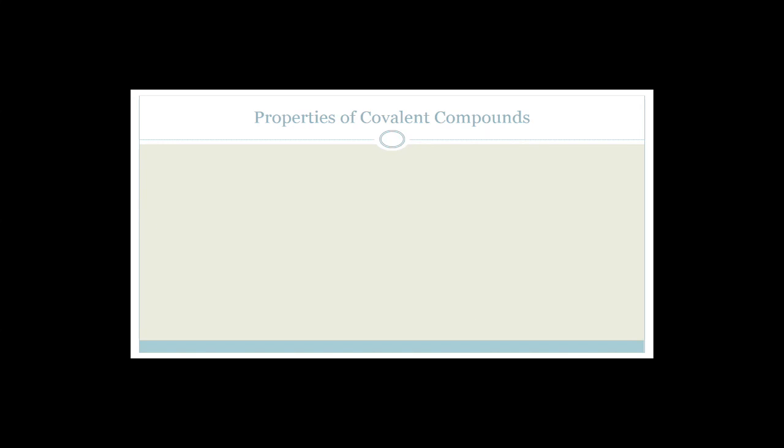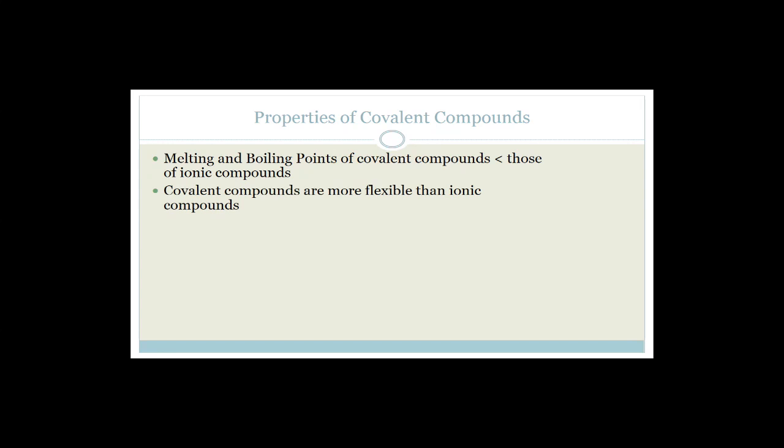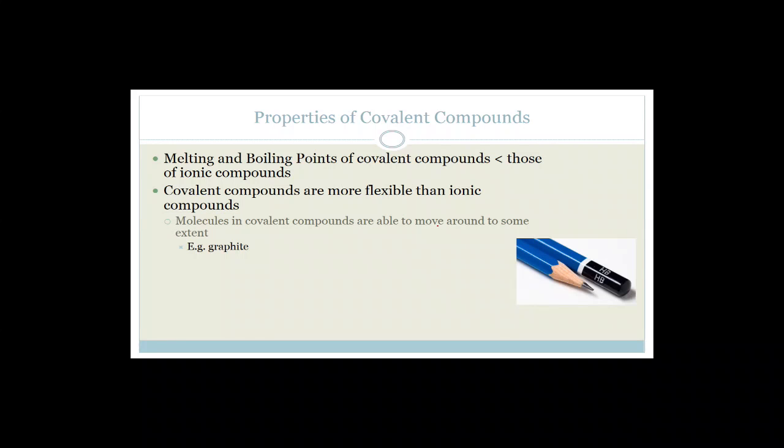So let's talk about the properties of covalent bonds. The melting and boiling points of covalent compounds are lower than those of ionic compounds. Okay, and that makes sense in a way because the covalent bonds are less strongly held together. Covalent bonds are more flexible than ionic compounds.